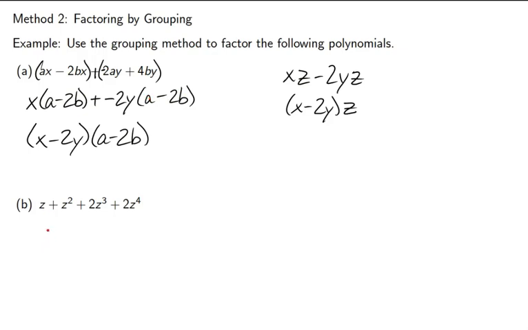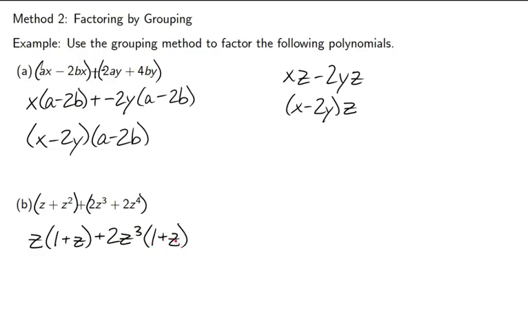Let's try this one again on the next example. So again, you put parentheses around the first two and the last two, and make sure that this sign is a plus. If it's not, you should say minus a positive becomes plus a negative. Anyway, we didn't have to deal with that in this example. So for the first term, I can factor out a z, which leaves me with 1 plus z. And in the second term, I can factor out a 2, and I can also factor out a z cubed, which again leaves me with 1 plus z.